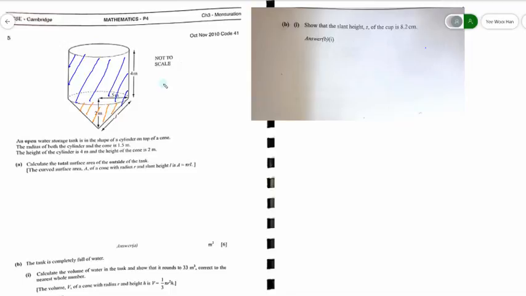Okay, it's an open water storage tank. That means this part here is open, so there's no surface here on the top. So we only need to find the curved surface area of the cylinder, which is this part here, and the curved surface area of the cone.